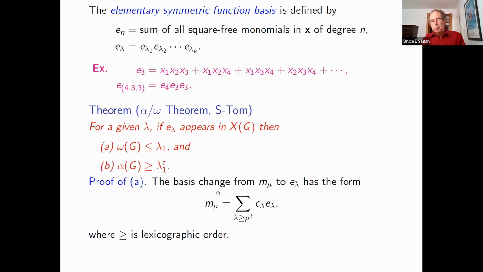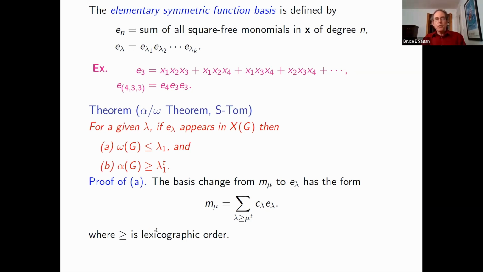If I want to express the m's in terms of the e's, it turns out that the only non-zero coefficients we get are for lambdas which are greater than or equal to mu transpose, where this greater than or equal to is lexicographic order. So just like words, right? You compare the first elements of both words, then the second elements. You find the first place where they differ, and the one that has the bigger element is the one which wins.